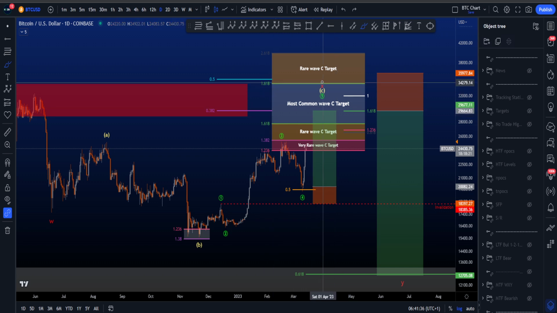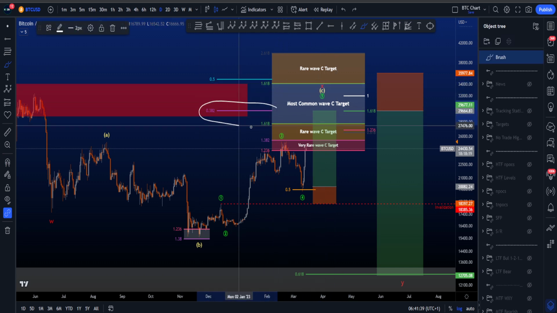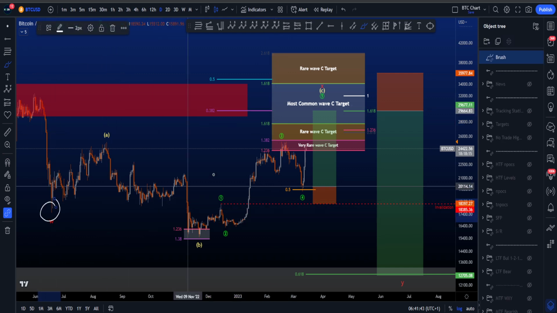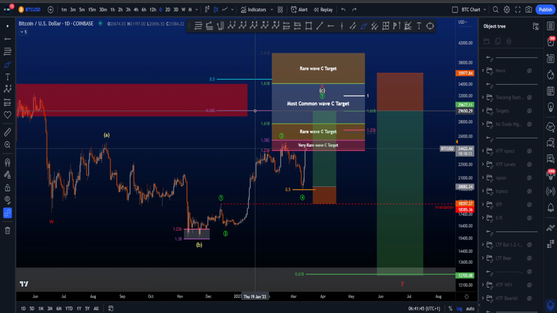The most common target for wave C is the white box over here between 27.7k and 34k. And a red wave X tends to hit at least the 0.382 Fibonacci taken from the all-time high to the low of W, and that sits at about 29.7k as well.